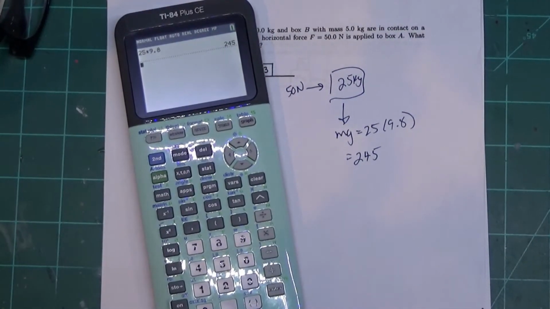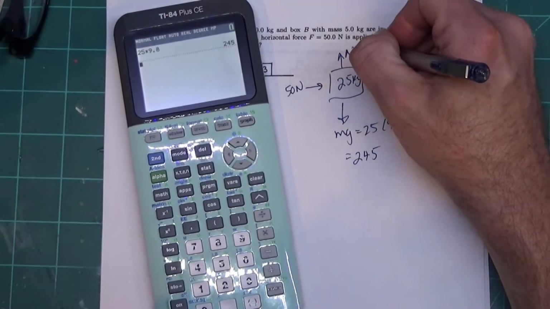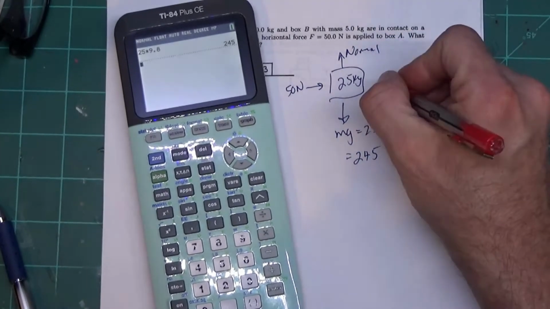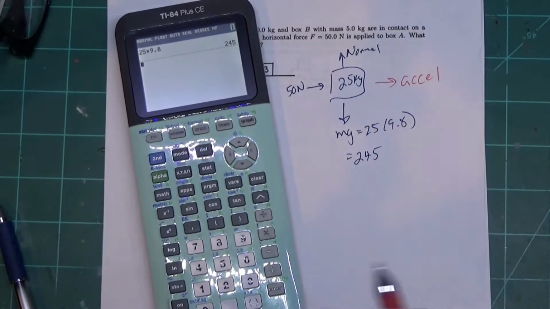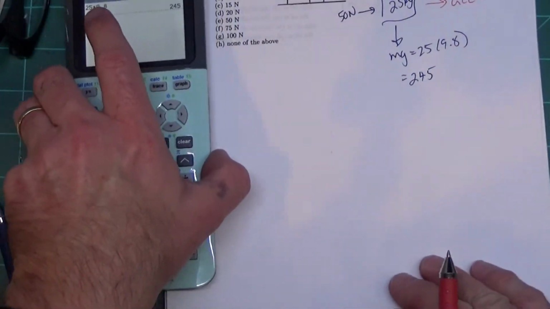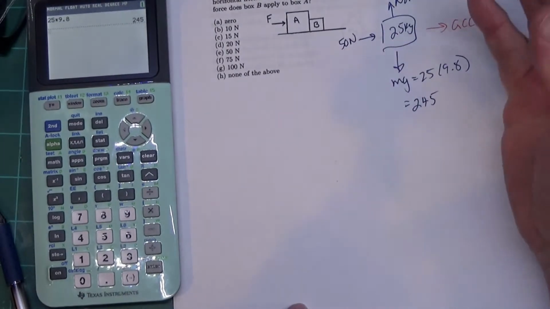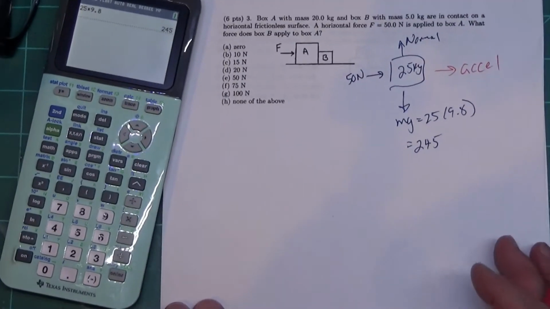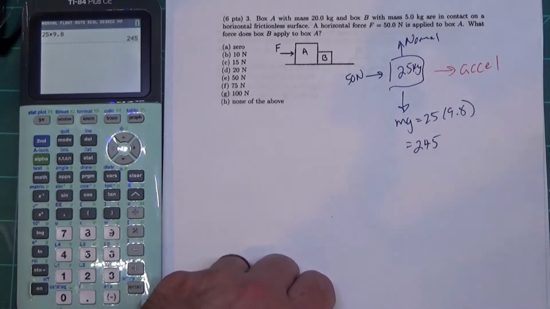Anyhow, that's 245. Going up, we have a normal force. Now, there is no friction, so I don't have to do anything with that. But we do have an acceleration this way. Now, I'm going to go through the usual routine. The first step is a free body. Second step is components. Now, this problem right here, there are no angles to it, so there's no components to deal with. So that's a good thing.